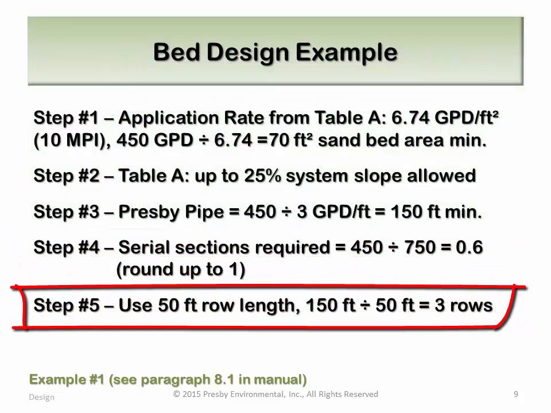Step 5 requires a row length be selected that is suitable for the site. In our case, we'll use 50 feet because it divides evenly into the required amount of 150 feet of pipe. This will provide 3 rows.